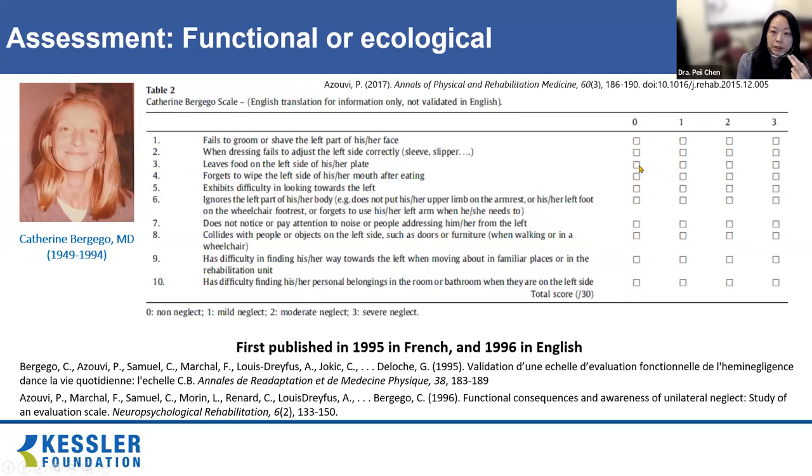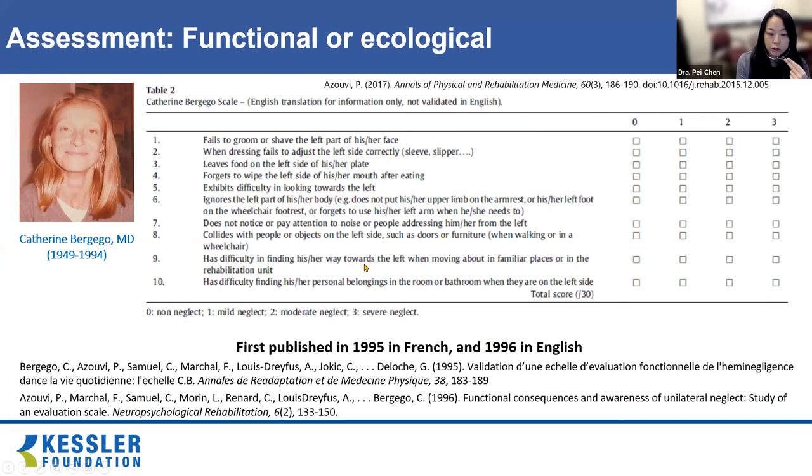For each item, the clinician will rate the patient from 0 to 3: no neglect, mild neglect, moderate neglect, or severe neglect. As you can see, all these wordings focus on left neglect. For example, exhibits difficulty in looking towards the left. So this scale is focusing on left neglect. It was published in English in 1996, and in 2008 my team wanted to use this, and we found great difficulties because we wanted to assess patients who have right neglect as well. Also, it was unclear to us what the definition of mild, moderate, or severe neglect is for each single item.